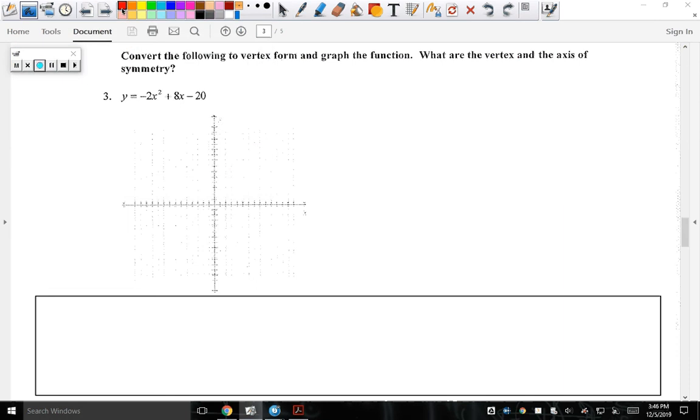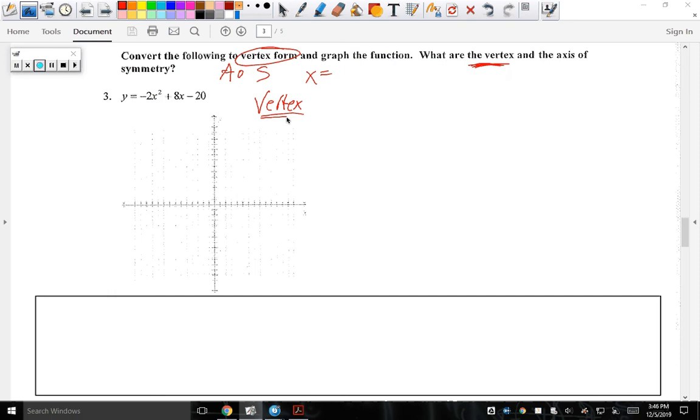Number 3 from the non-calculator portion asks us to convert the following to vertex form and then graph the function. And then, what is the vertex and the axis of symmetry? Okay, so the axis of symmetry is going to be x equals. We will list our vertex as a point. We're going to label it and draw this out.